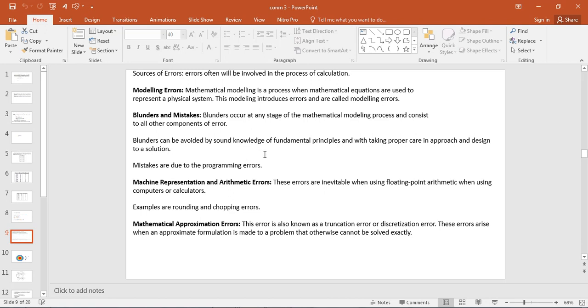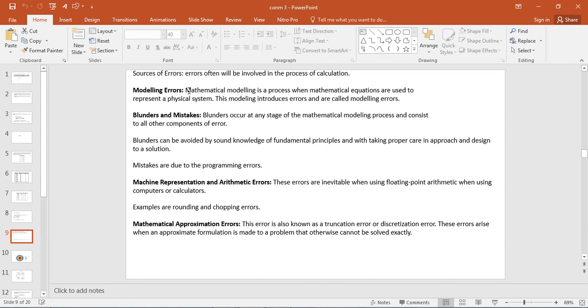Now I have told you that my computer is going to introduce errors. So what are the sources of error? There can be various sources of error. These are the important ones: one is the modeling error, one is the blunder or mistake, one is the machine representation and arithmetic error, and one is the mathematical approximation error. So what is a modeling error?